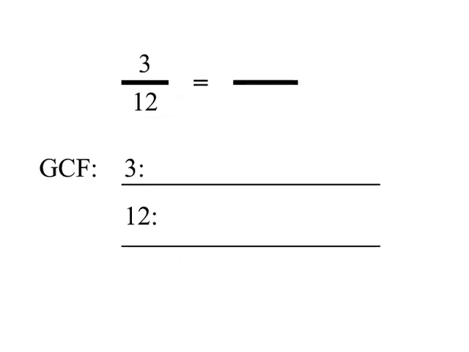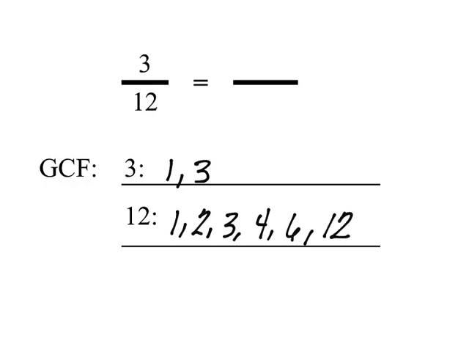Let's look at another example. Here I have 3 and 12. Factors for 3, factors are the facts that equal 3. That's 1 times 3, and 12. I really like 12 because 1 times 12 is 12, 2 times 6, and 3 times 4. So it's got quite a list here. 1, 2, 3, 4, 6, and 12.